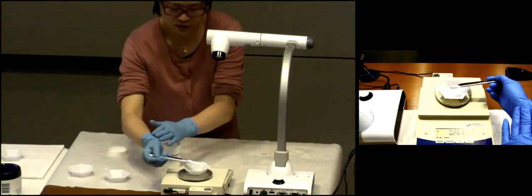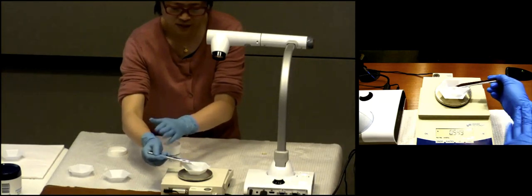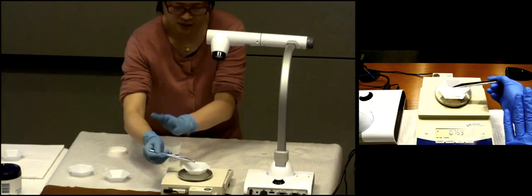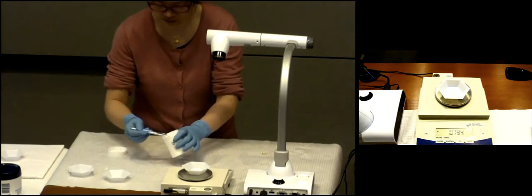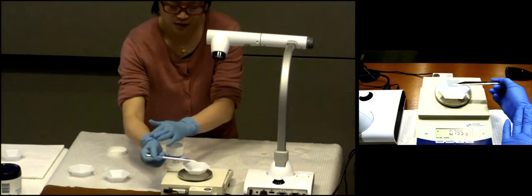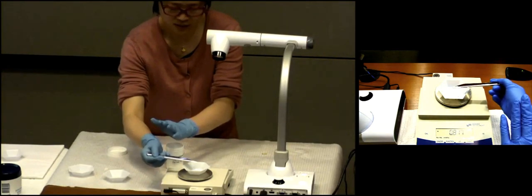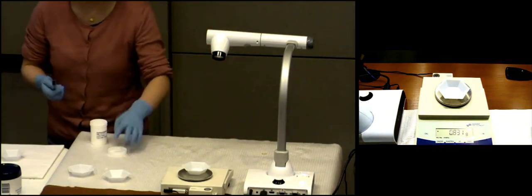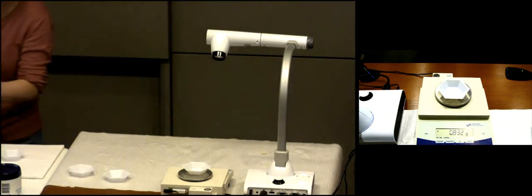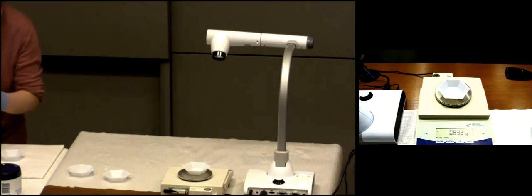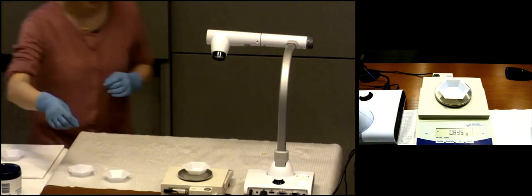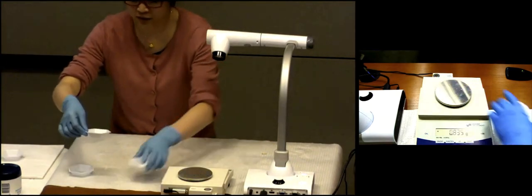0.825. There. All right, I went up one more. Okay, let's put down our actual for the hydrocortisone at 0.832. Actual for hydrocortisone is 0.832 grams. All right, so we measured hydrocortisone.